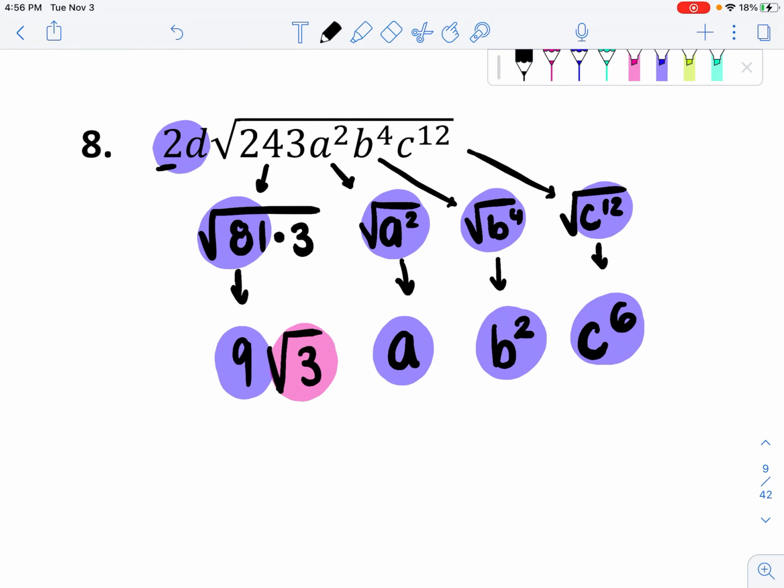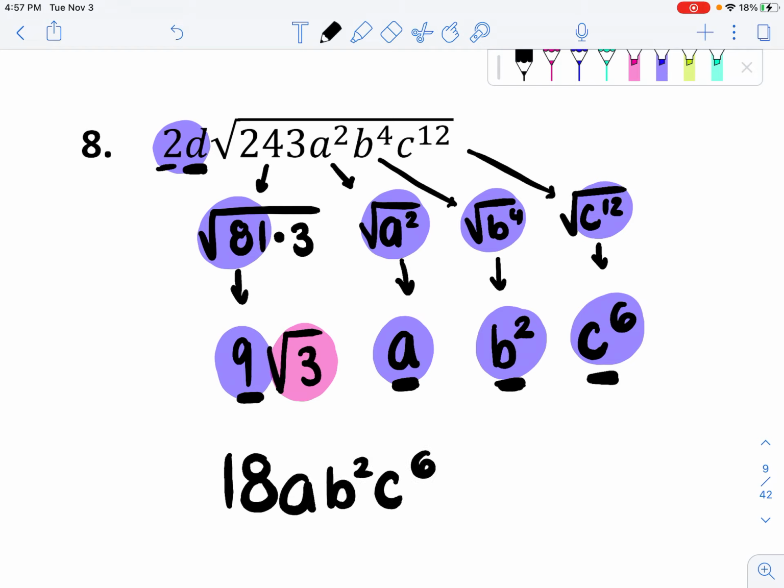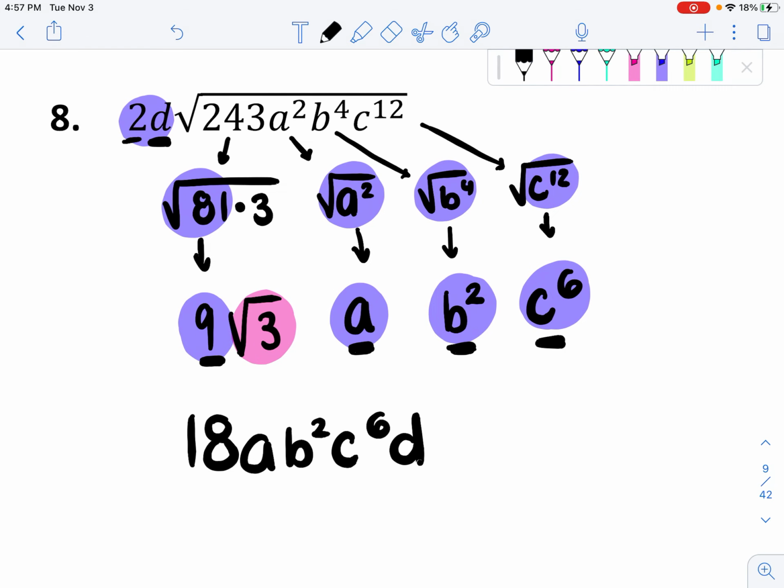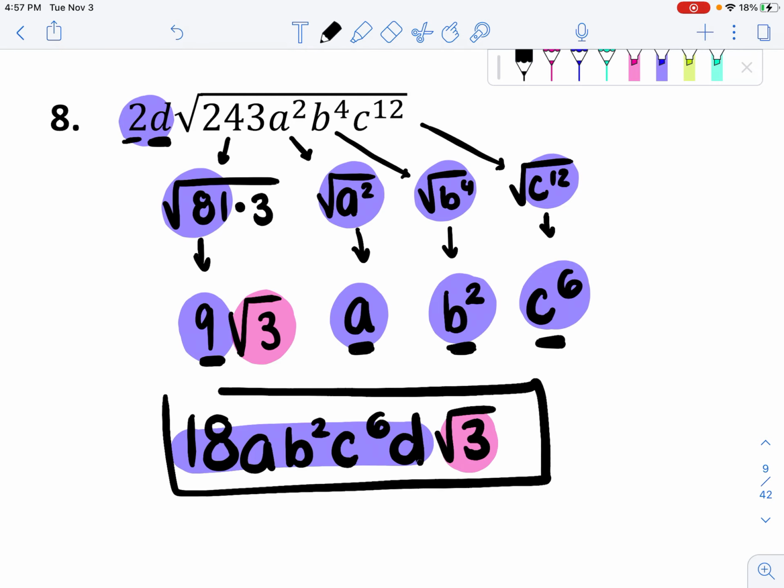So altogether outside, I had 2 and 9, which multiply to give me 18. Then I've got d, a, b squared, c to the 6th. I'm going to put those in alphabetical order. So it goes a, b squared, c to the 6th, and then d. And then trapped underneath, all I have underneath there is that 3. That's it. So that's our answer.